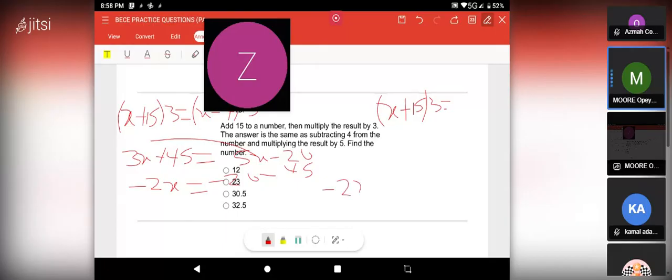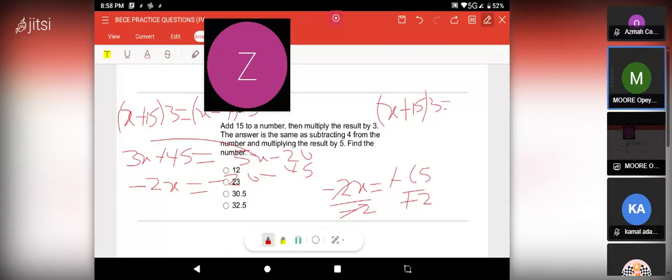That is minus 2x equals minus 65. You divide both sides by minus 2. Minus 2 cancels out minus 2. X is equal to, minus cancels out minus, 65 divided by 2, 32.5.